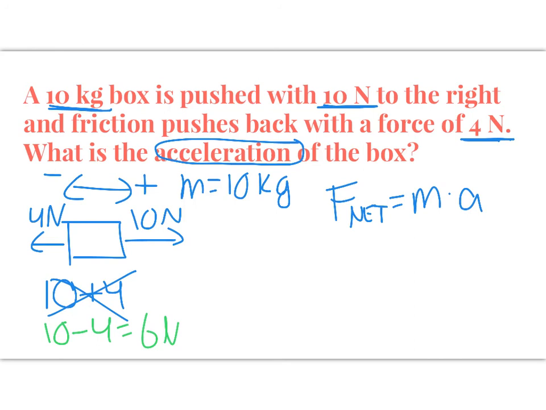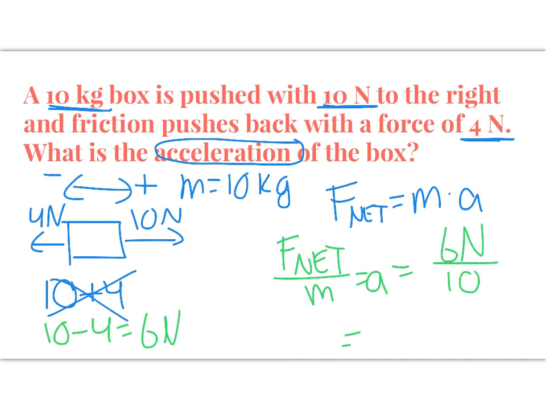All right, so let's solve for acceleration. So I have force net over m equals a. Here I can plug in my numbers. So 6 newtons over 10. That'll give me an acceleration of 0.6 meters per second squared.